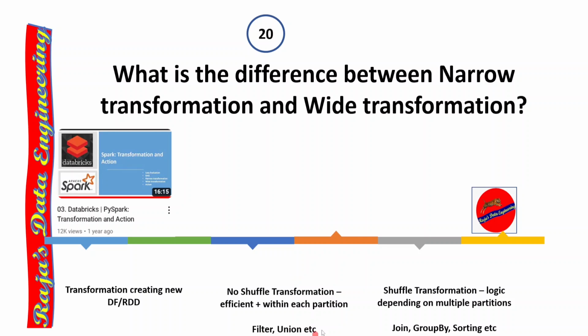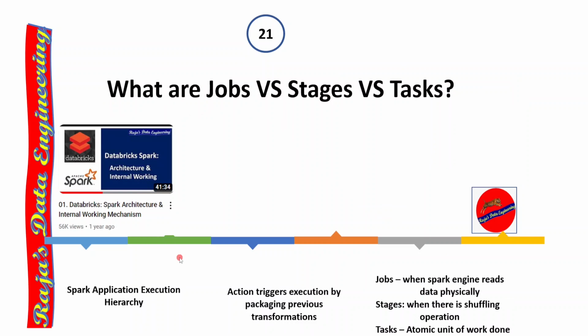Coming to wide transformation, it would require shuffle. So it means whenever we have to apply certain logic, the output of that calculation is depending on multiple partitions, which means there is partition dependency. The examples are join, group by, sorting. These are the examples of wide transformation. So we need to cover these points for this question.